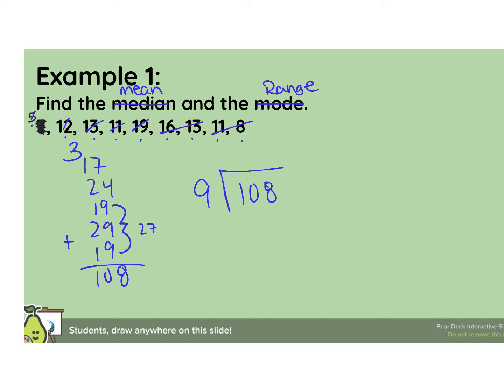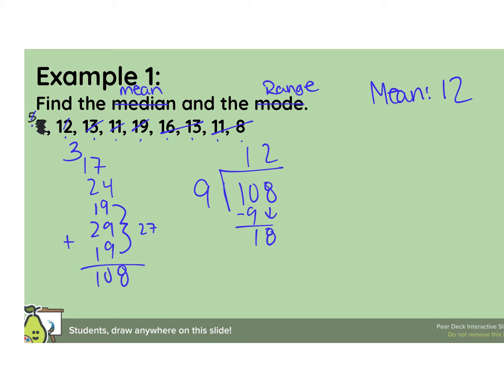So that's a math fact, right? 9 goes into 108 12 times. 9 times 12 is 108, but if you didn't know that, 9 goes in once. You subtract it, bring down the 8. 9 goes into 18 twice. So the mean is 12.